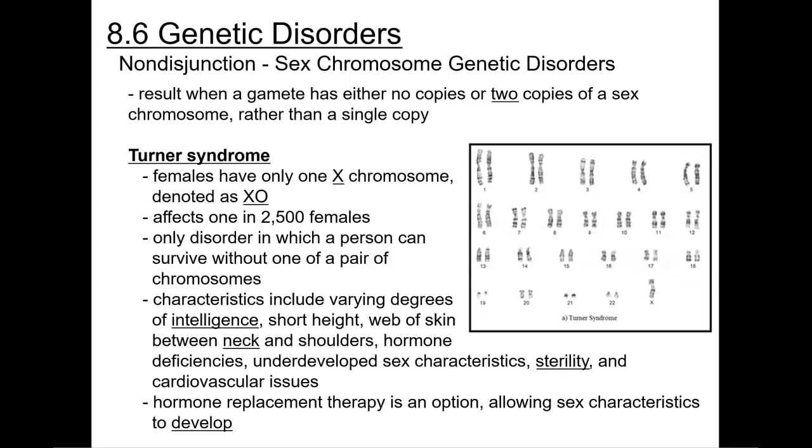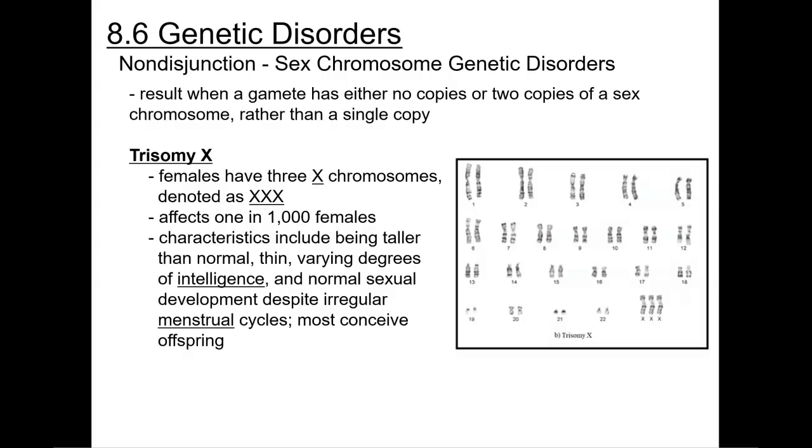Characteristics include varying degrees of intelligence, shorter height, webbed skin around the neck and shoulders, hormone deficiencies, underdeveloped sex characteristics, sterility, which means they can't produce offspring, and cardiovascular issues. Hormone replacement therapy is going to be an option for these people, allowing sex characteristics to develop with them.